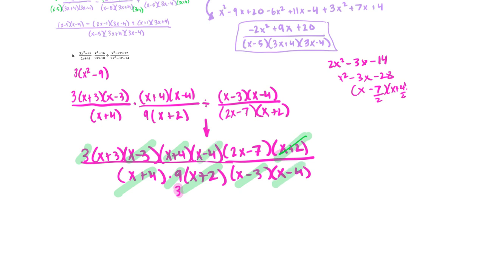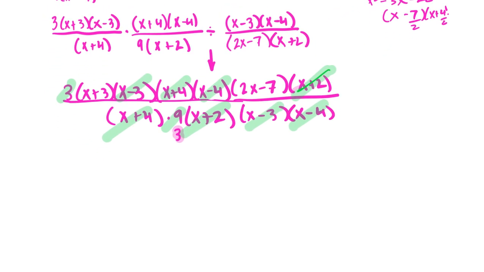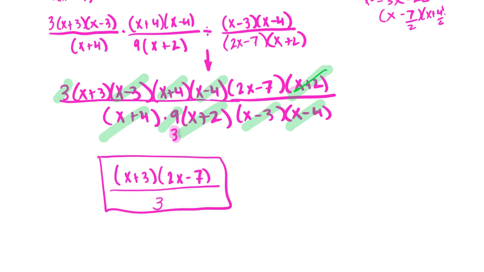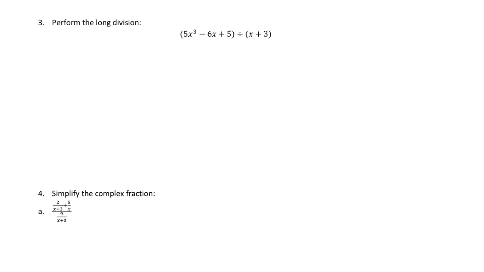That always feels fun. So what we do is we just write what we have left over. In this case, on the numerator, we have x plus 3 and 2x minus 7. And in the denominator, we have a 3. And that is it. That's factored. It's factored and multiplied through and simplified. All right, let's go on to the second page.